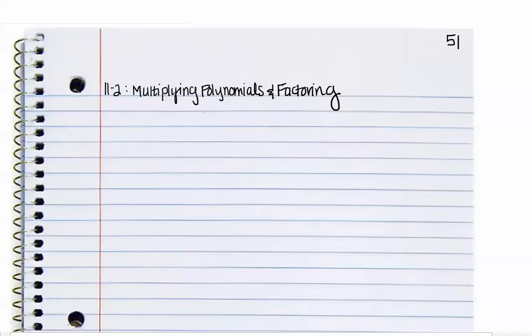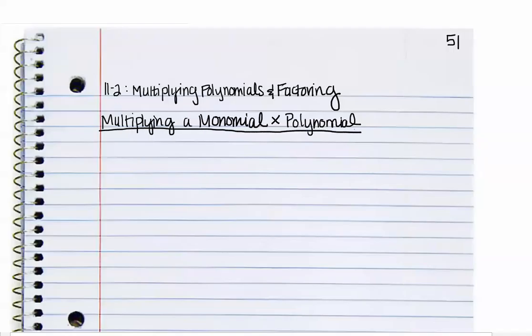So first we're going to look at specifically multiplying a monomial by a polynomial. So a monomial by a polynomial. So really what this is just a fancy version of distribution. So let's do a little review what the distributive property says.